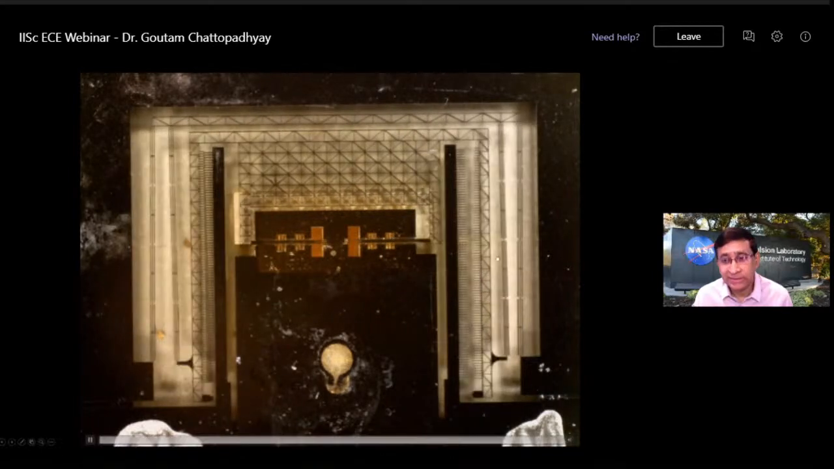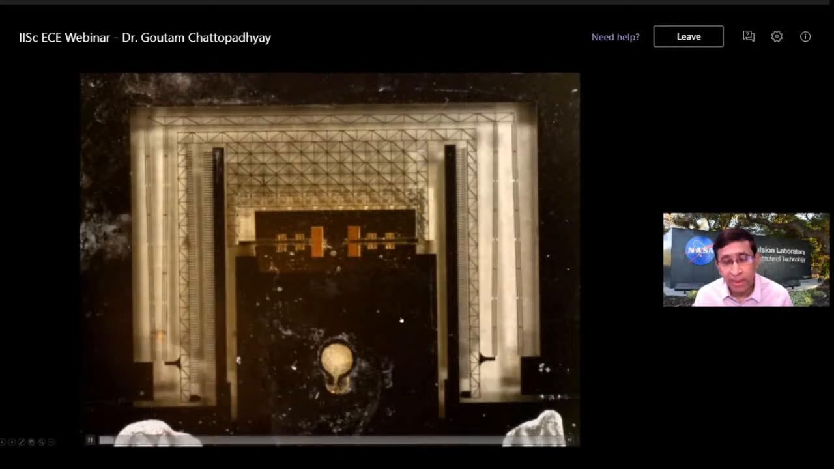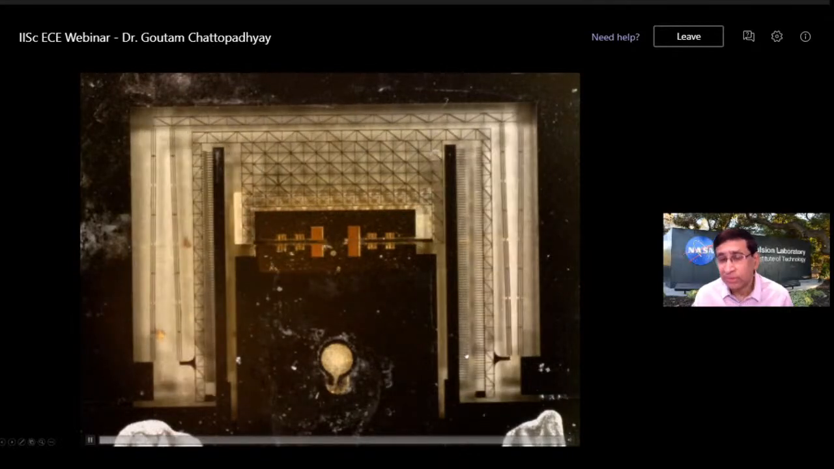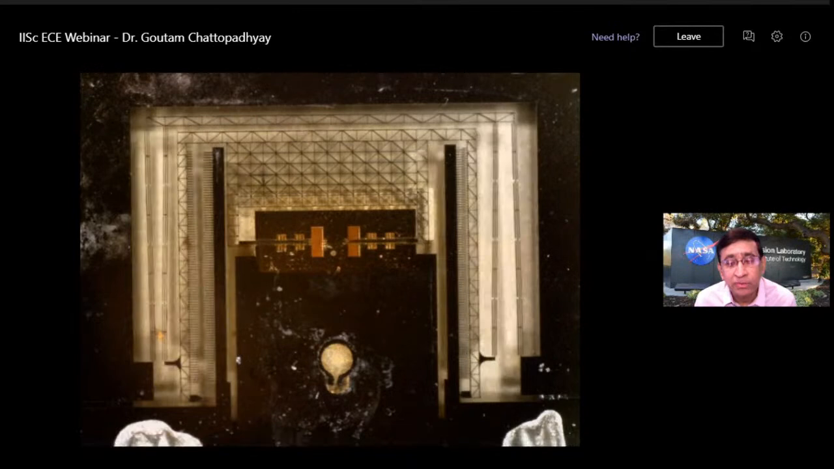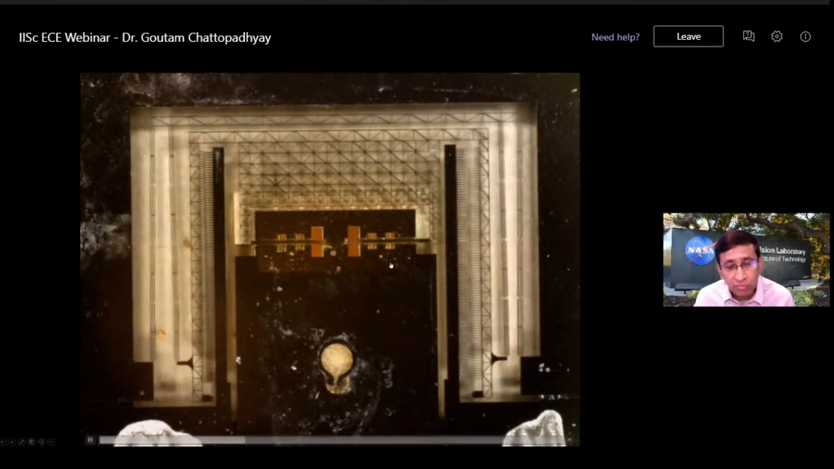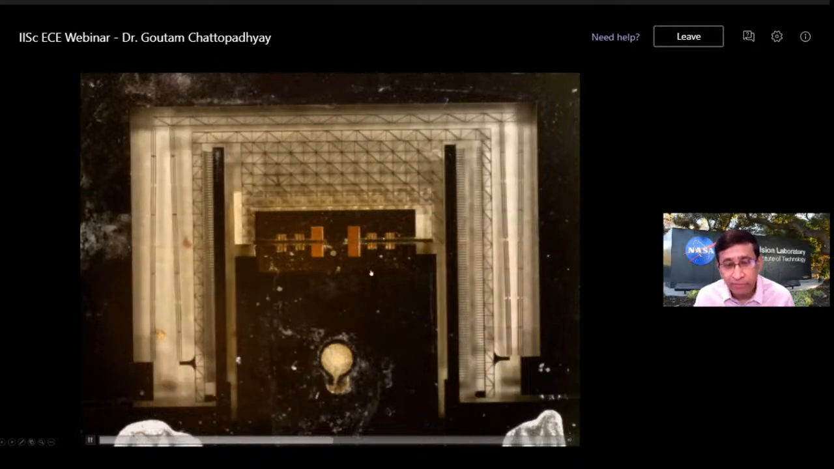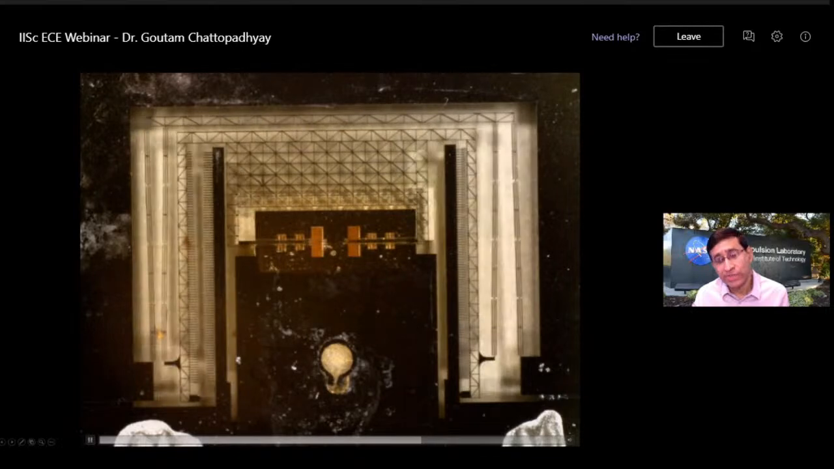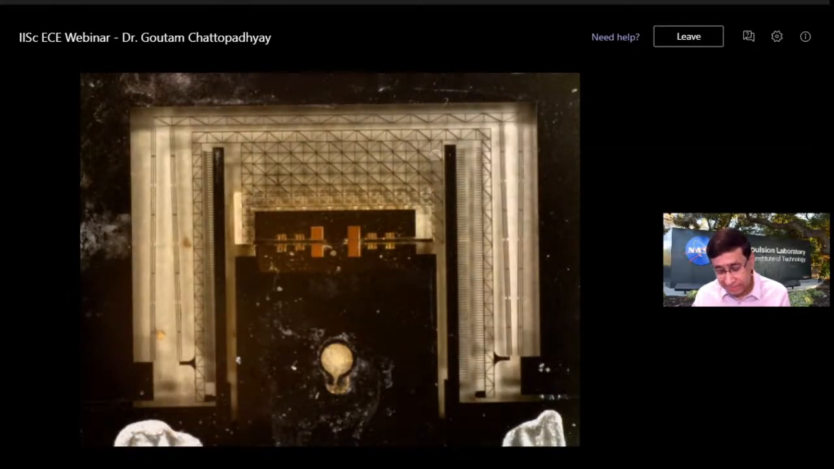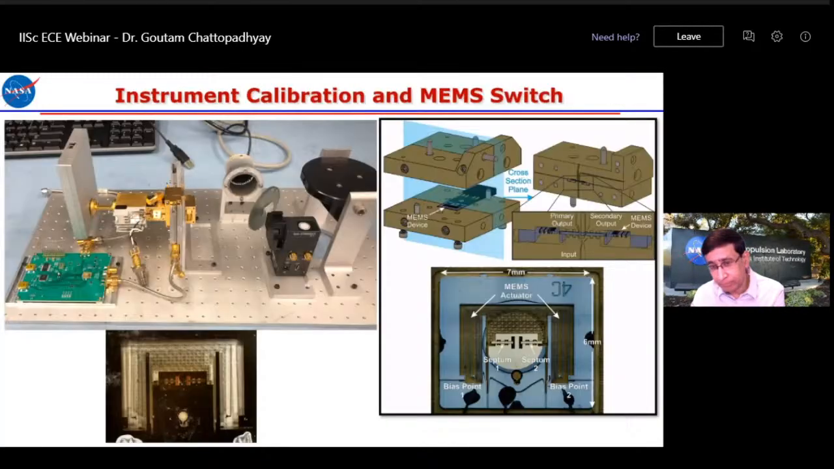So this is the MEMS structure. We apply about 40 volts. It doesn't draw much current, but we need 40 to 50 volts for actuation of the MEMS, and that's how it works. This is a very highly integrated, low mass and low power switch that replaces these kind of motor, flip mirror and everything. So that's what we are developing.